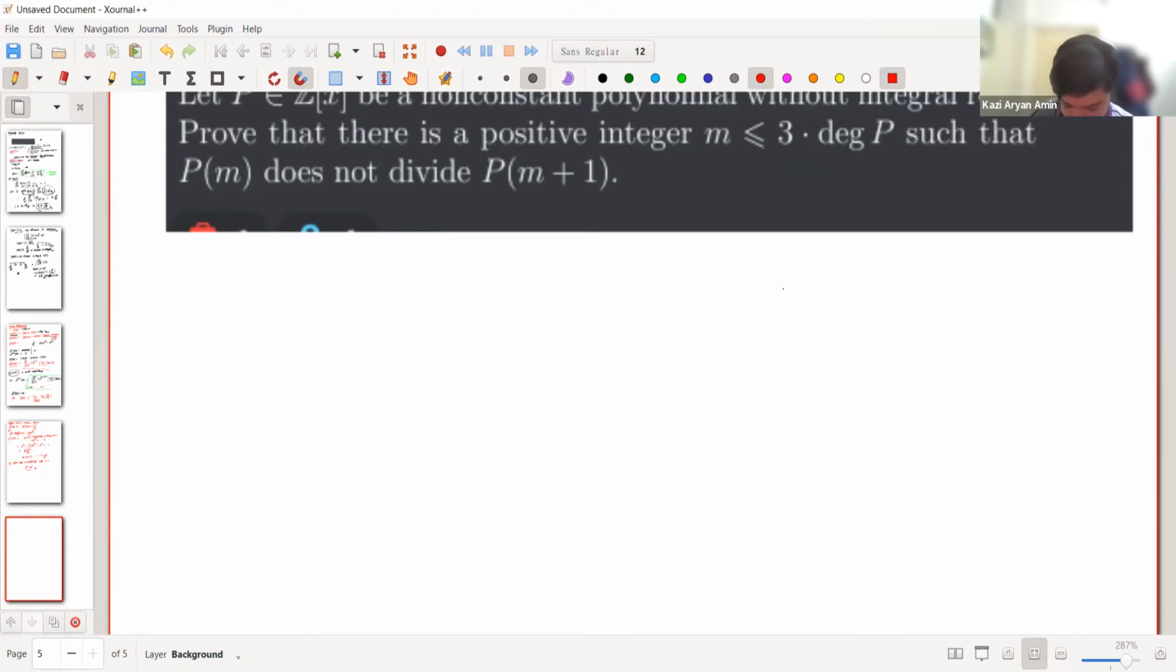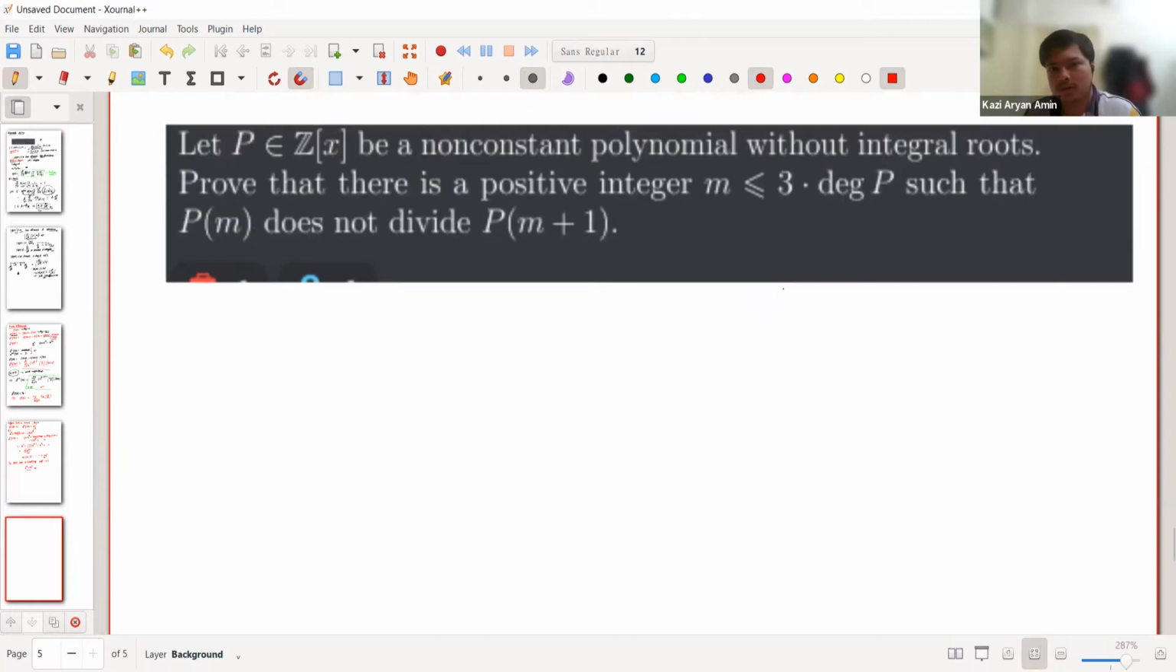Has anyone seen the problem before? I actually plan to do some probably multivariable polynomial stuff after this. We'll see.